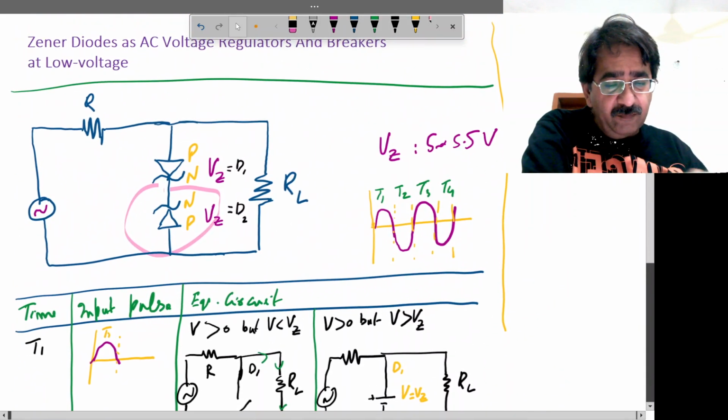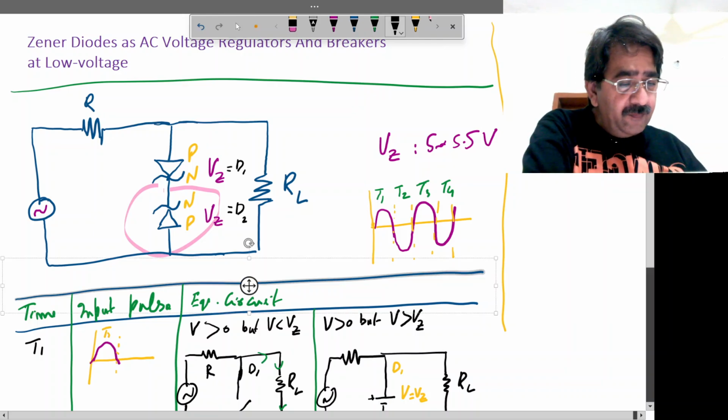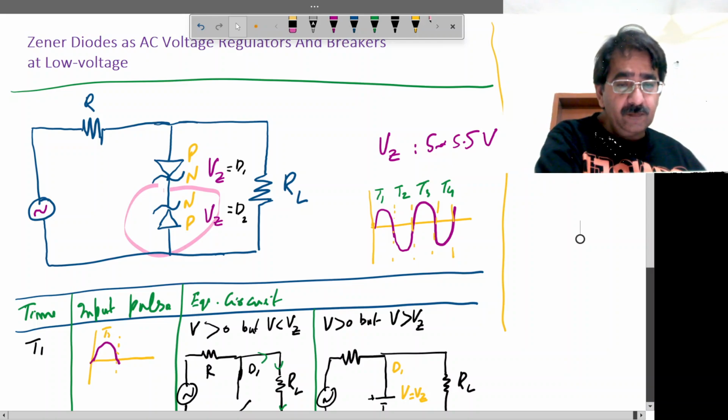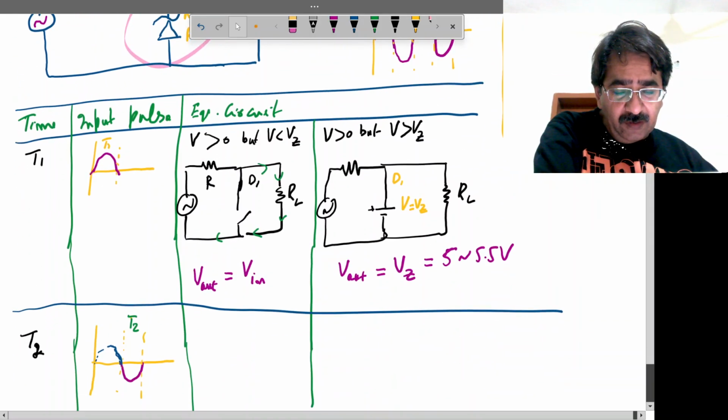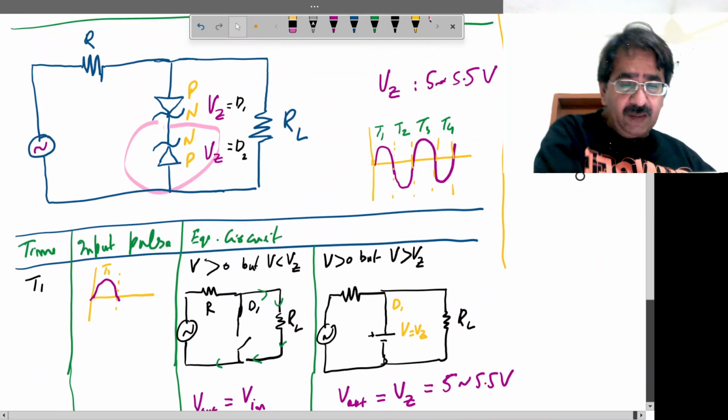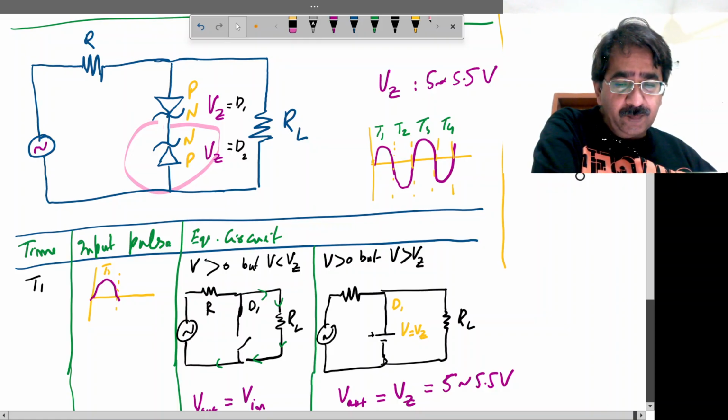If the input AC wave part is negative, then the N part of the diode becomes more negative, and the P part becomes more positive as compared to the N part. So this diode will become forward biased, and this will become reverse biased, and it will act like a Zener diode. If the voltage is low, then diode D1 will be non-active, and it will behave like an open circuit.